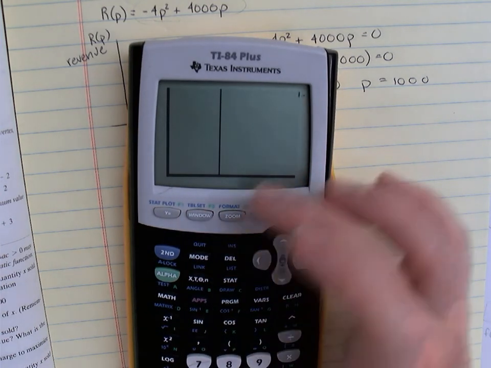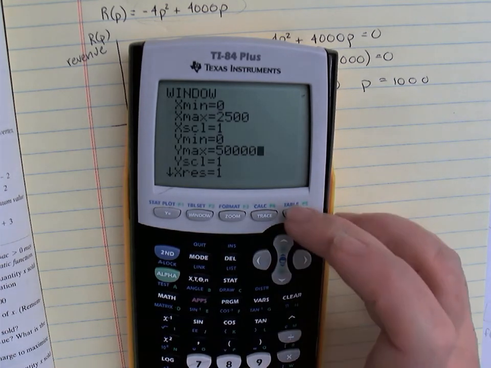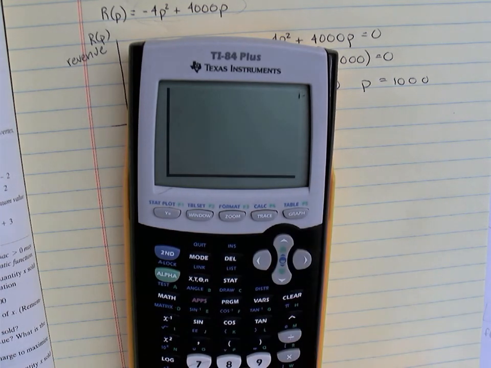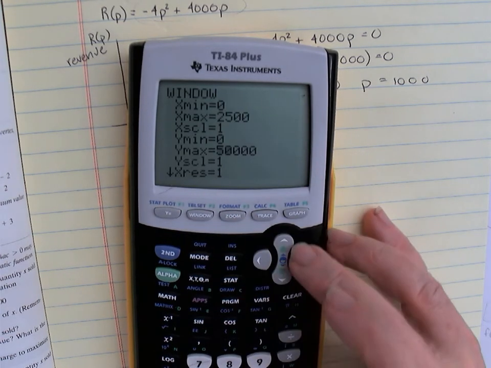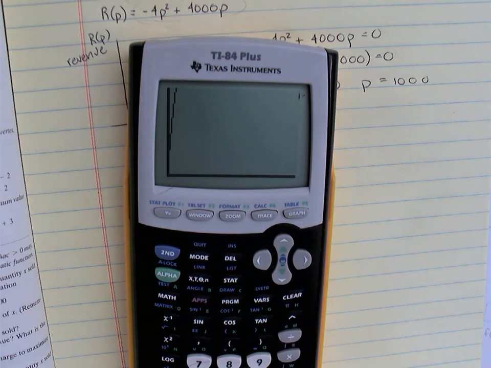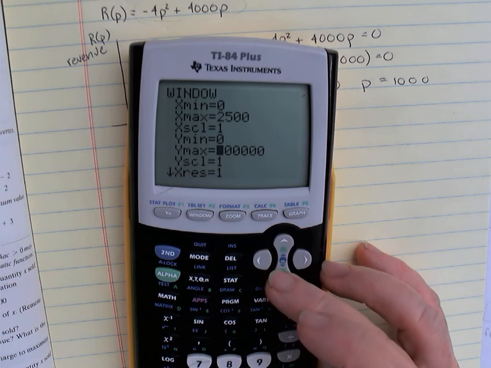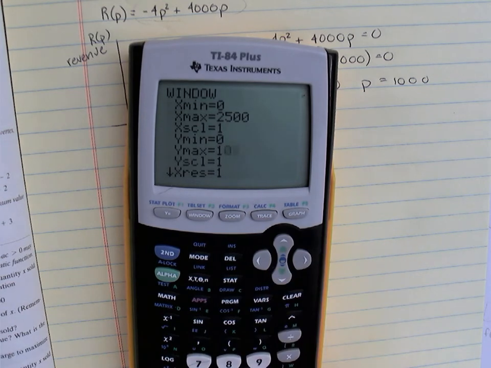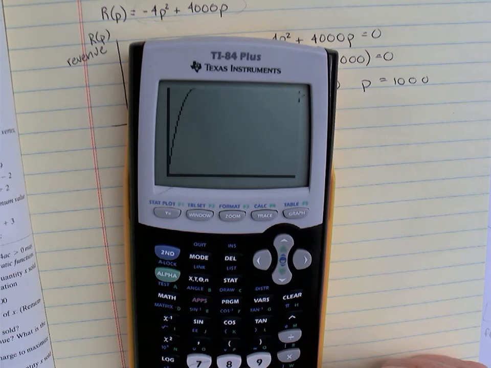Not quite. Change my window again. I'll make it 50,000. And secretly, I know what's going on. And another 0. Okay, almost there. I see something, so I'm just going to double this. And there's our graph, and it's the parabola that I anticipated.